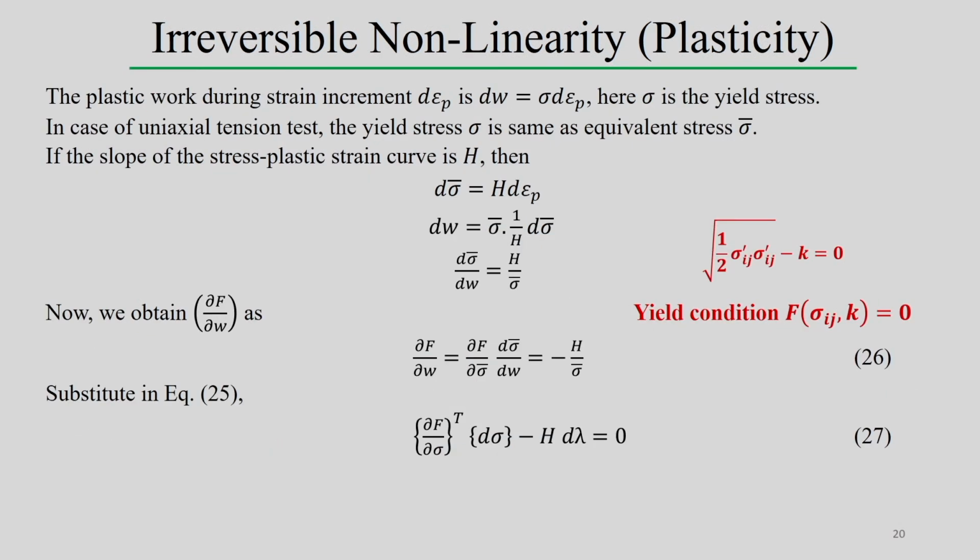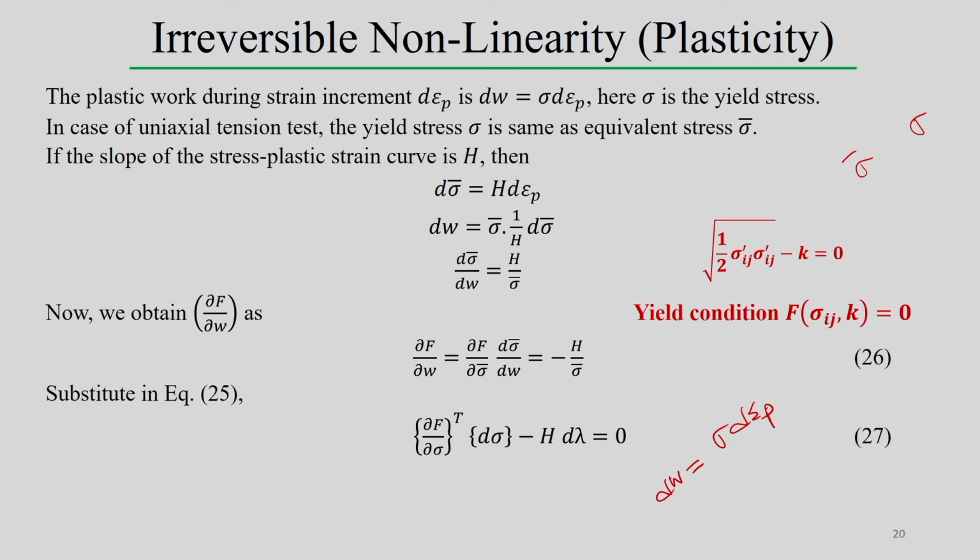Now, the plastic work during the strain increment d epsilon p can also be represented like that: dw equals sigma into d epsilon p, but in this case sigma is the yield stress. So, in case of uniaxial tensile testing, the yield stress sigma is the same as the equivalent stress sigma bar. So, what is the difference between sigma bar and sigma? In general, the plastic work done is dw equals sigma into d epsilon p. But if you do uniaxial tensile testing, we have only the yield stress component.